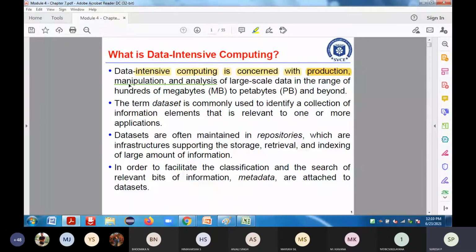So you're going to have the manipulation and analysis of what? Of large scale data in the range of hundreds of megabytes to petabytes and beyond, because all this data is available on the net. For example, if you take your Facebook or Instagram or Twitter, or some of the social networking websites where the data is residing.